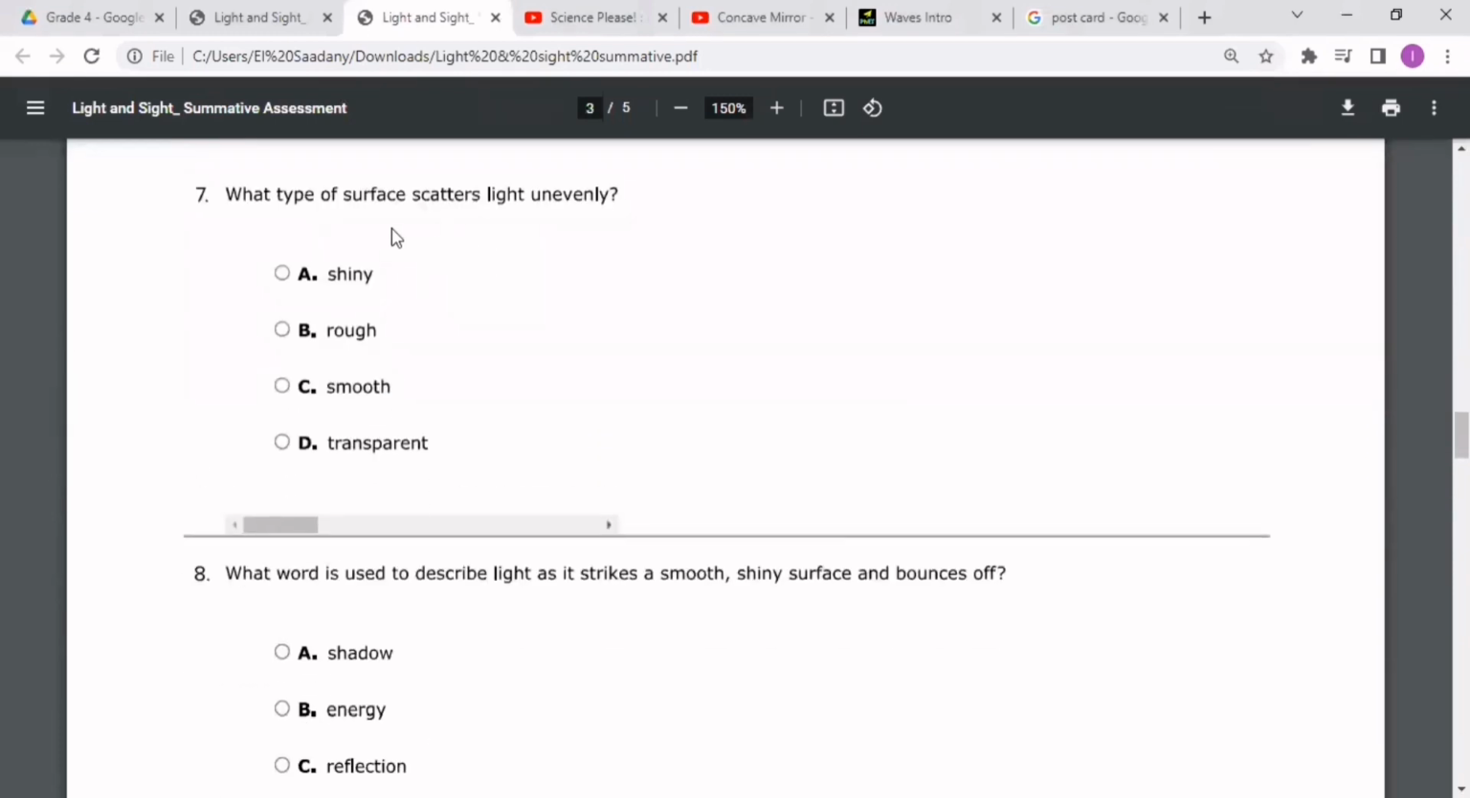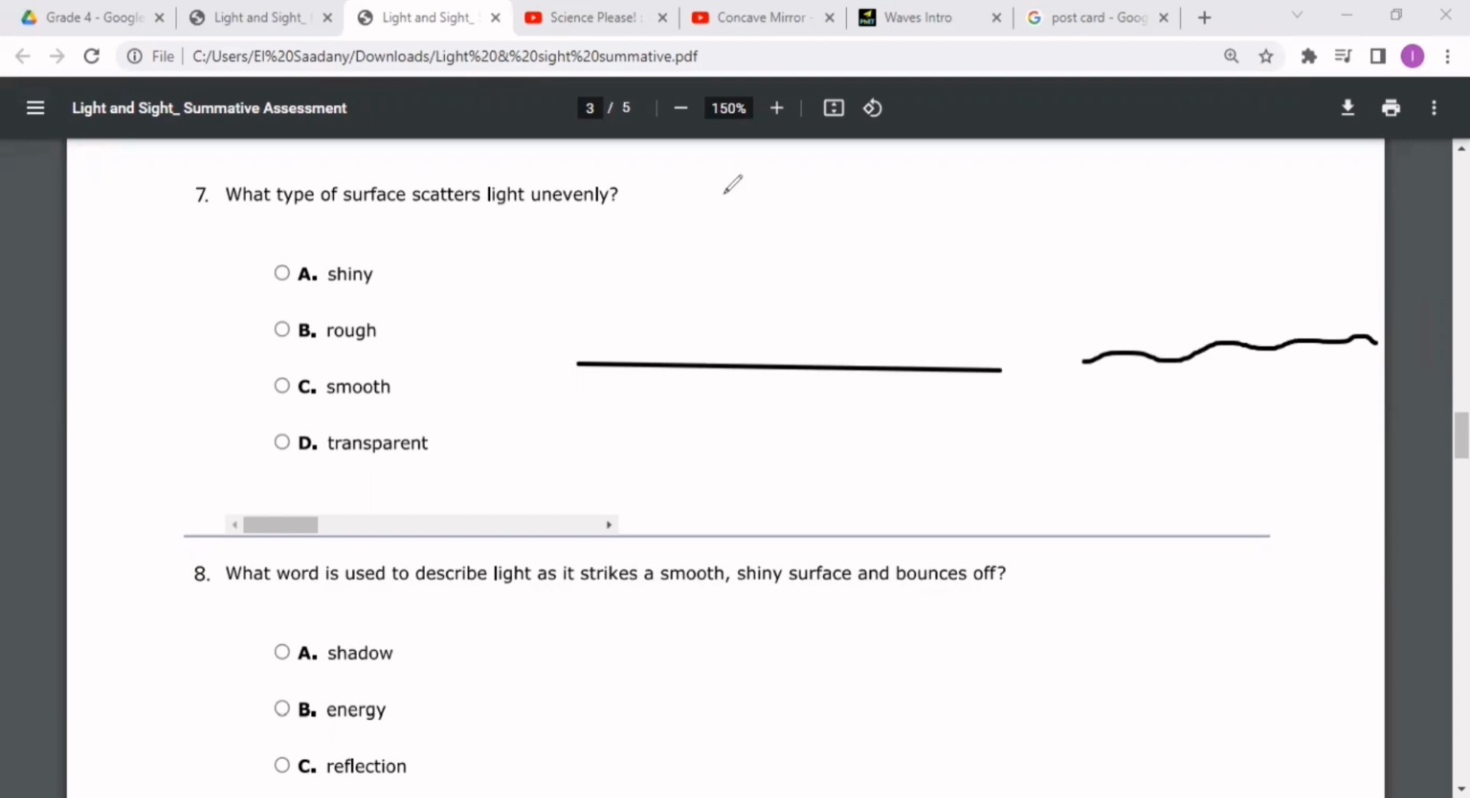What type of surface scatters the light unevenly? Do you remember, guys, when we drew two surfaces? One is shiny and smooth. The other one was a rough surface. The shiny and smooth surface is just like the mirror or the metallic spoon, and the rough surface is just like plastic or wood or clothes.